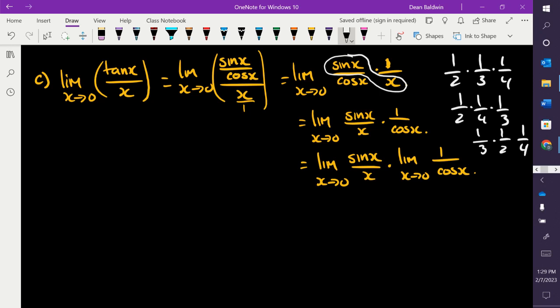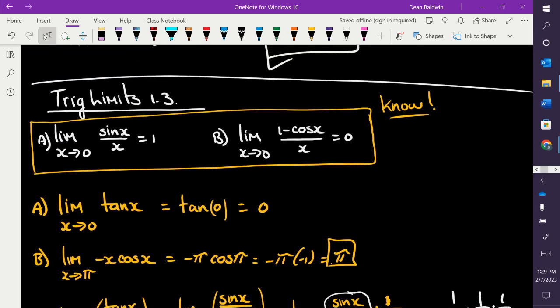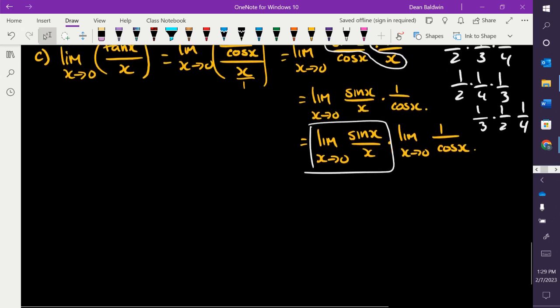All right. So this is our special limit right up above. The limit as x goes to 0 of sine x over x equals 1. That's a given. You know that. So that equals 1.